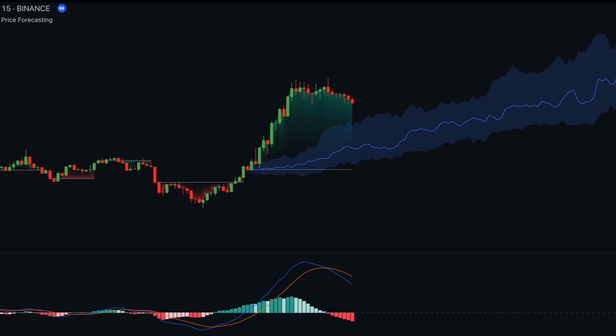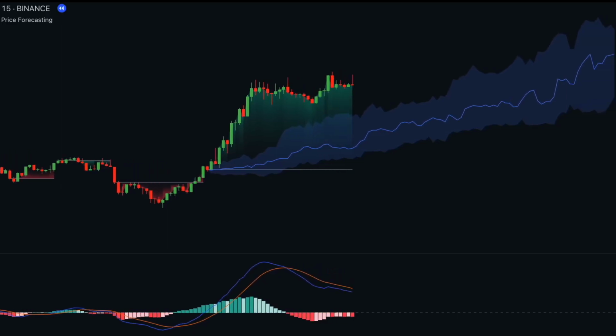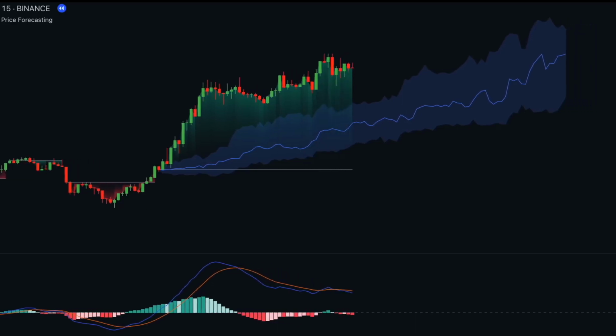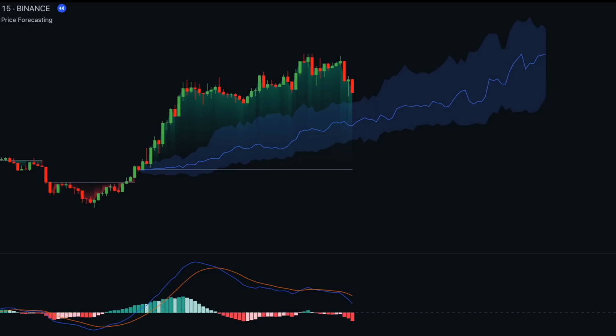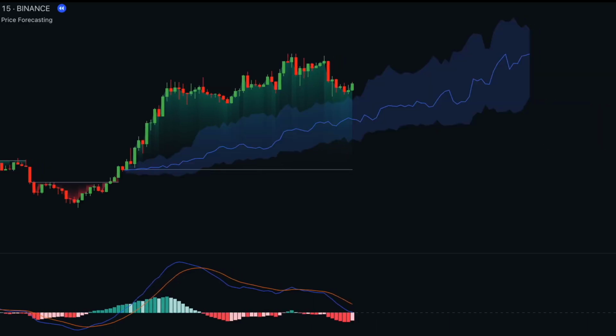It's important to note that while the MACD-based price forecasting tool provides valuable insights and predictive capabilities, it should be used as part of a comprehensive trading strategy and not in isolation. The forecasts generated by this tool are based on historical data and probabilistic models, which means they are not guarantees of future price movements, but rather sophisticated estimates that can enhance decision-making processes in trading.